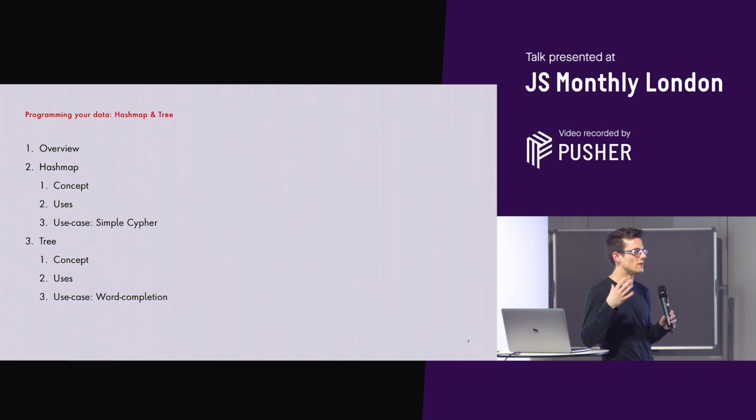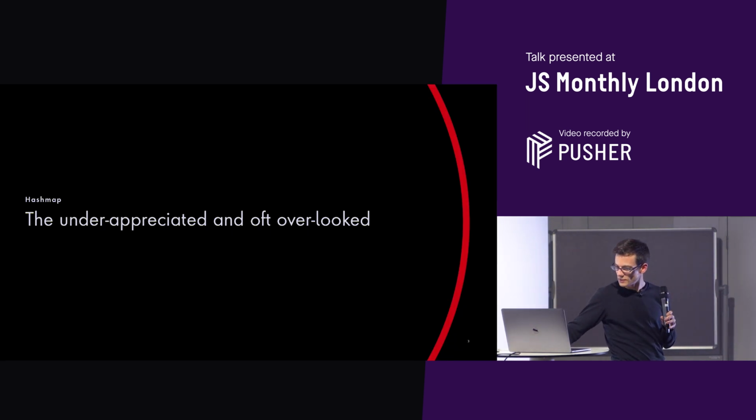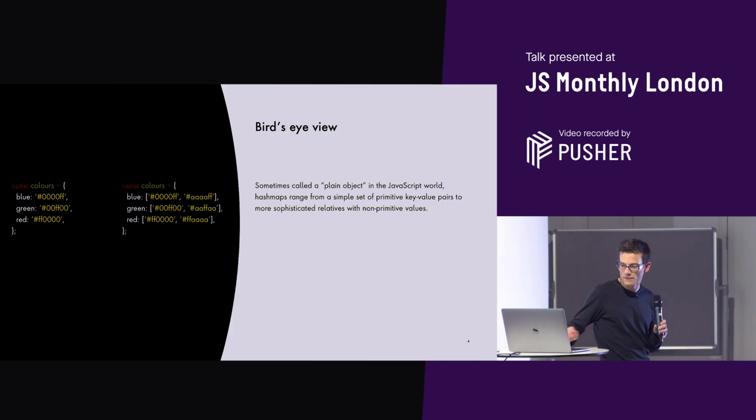A lot of times you see them in, say, maths, and we probably don't build a lot of software around maths. So hash maps themselves are very versatile, and you can do loads of different things with them. If you're not familiar with the term hash map, in the JavaScript world, we call them plain objects. They can be anything from a basic primitive key-value pair to something much more sophisticated.